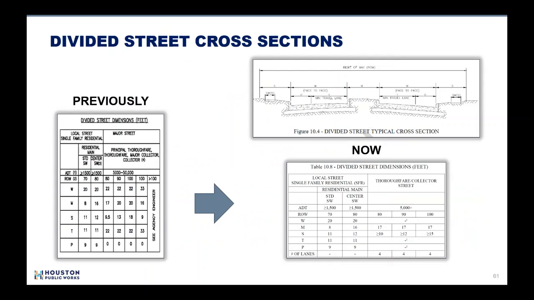Divided cross sections with a median in the middle is the same kind of thinking: trying to clean it up, make it more user-friendly, and also emphasize the need for a comprehensive view of our design. Other than that, a lot of the numbers are the same. Where we still have numbers, some of those we've taken out, and we're asking for them in the engineering design study.